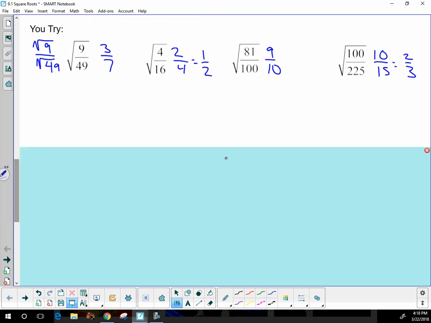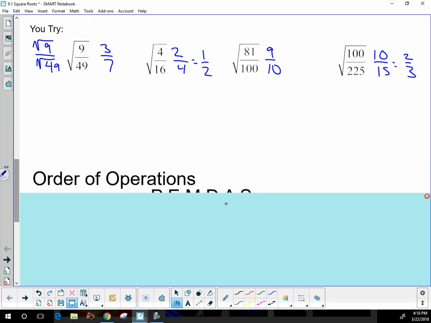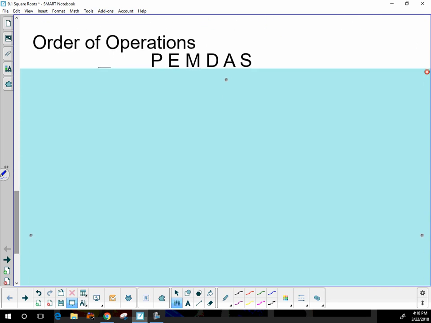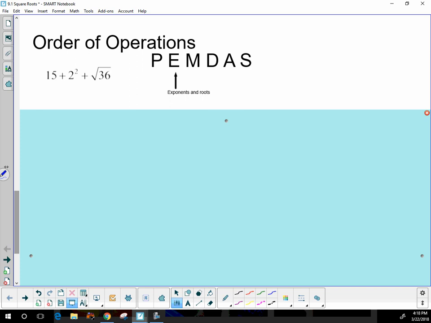Another way we're going to use square roots is in order of operations. Remember PEMDAS? Where do you see square root in there? That's not the S. Square roots fall into the same place as exponents. That's when you want to do your roots as well. So when we look at this particular example, you're going to have 15 plus 4 plus, go ahead and do that, 6. And it's really that simple.